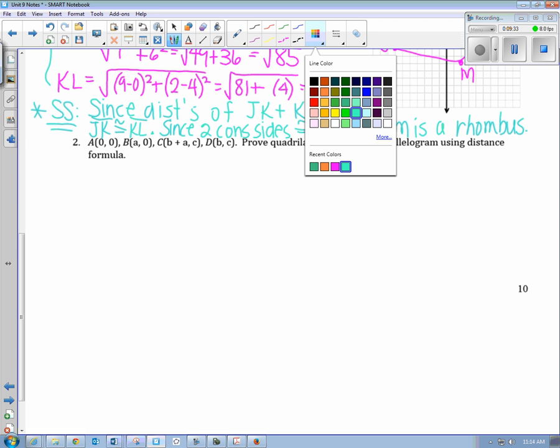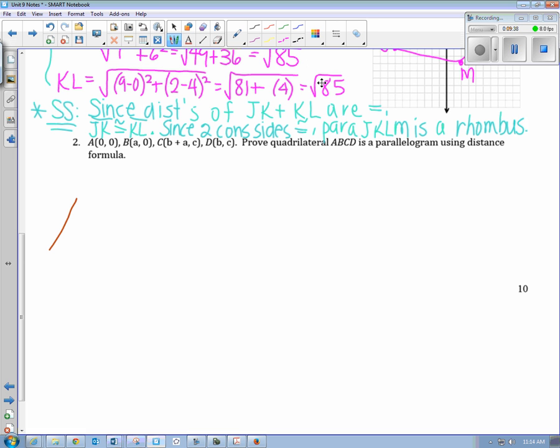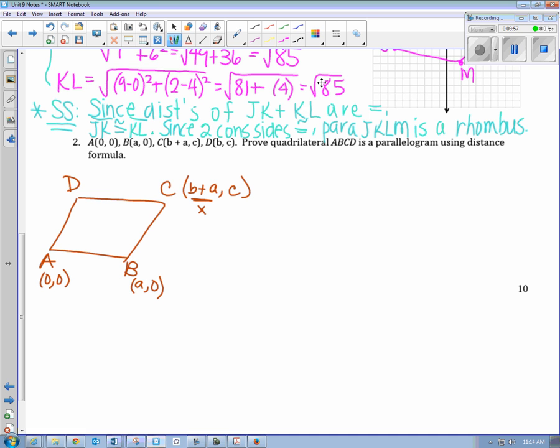So I'm going to improvise, and I'm going to just make a parallelogram looking shape because that is what I'm proving. And I'm going to do A, B, C, D. So A is 0, 0, B is A, 0, C is B plus A, comma C. This is the whole x coordinate here. And then D is B, C.